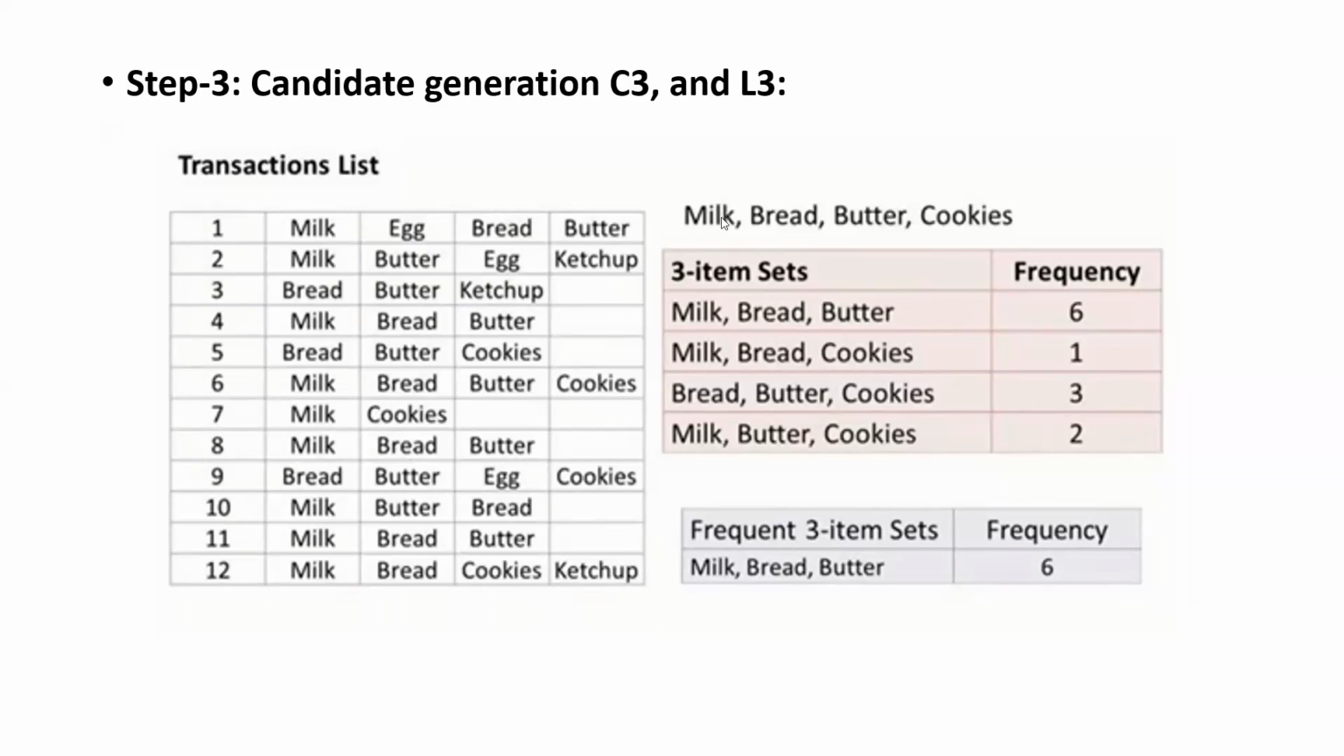Then, take the pen. Okay. Milk, bread, butter. Then milk, bread, cookies. Then bread, butter, cookies. Then milk, butter, cookies. Like this we got the combination. From that again we have to see from the list, and we will get like this: milk, bread, cookies 1; bread, butter, cookies 3; milk, butter, cookies 2.